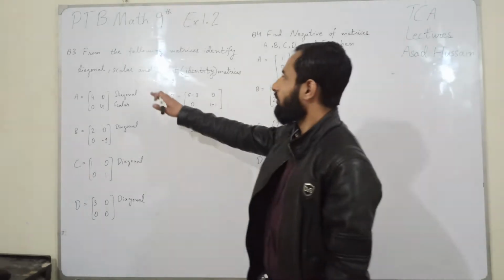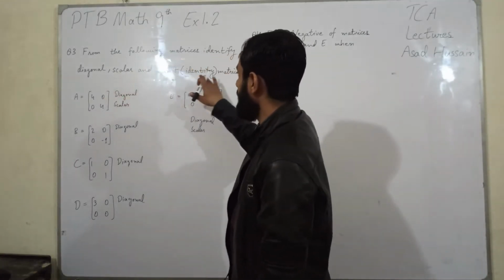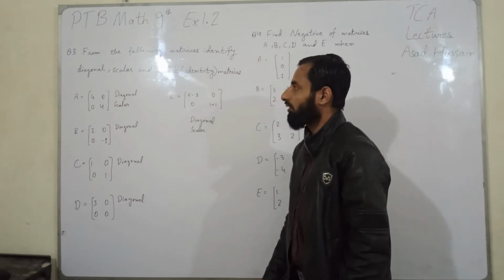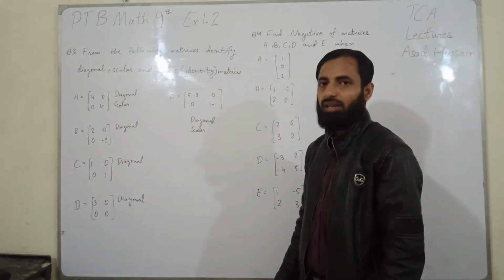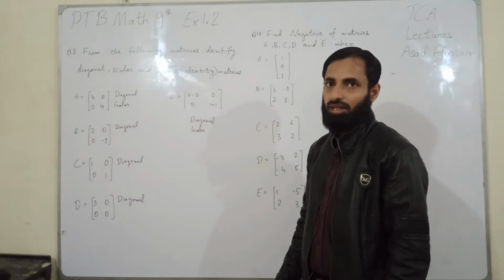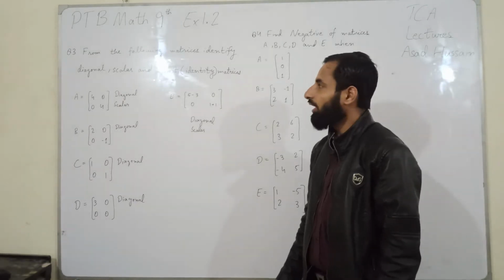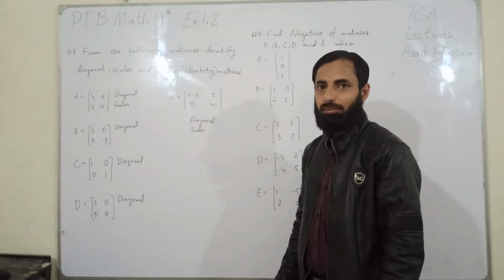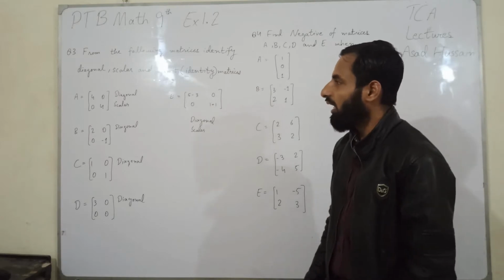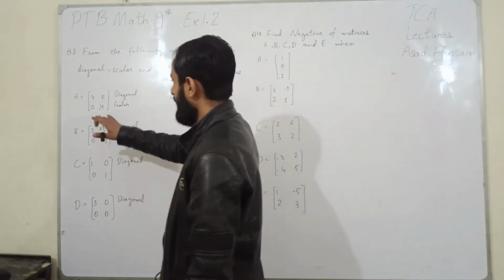Question number 3. From the following matrices, identify diagonal, scalar and unit matrices. Diagonal matrix is a matrix in which at least one element on the diagonal is non-zero and all the other non-diagonal elements are zero. In scalar matrix, all the elements on the diagonal are same, and in identity matrix all the elements on the diagonal are 1.